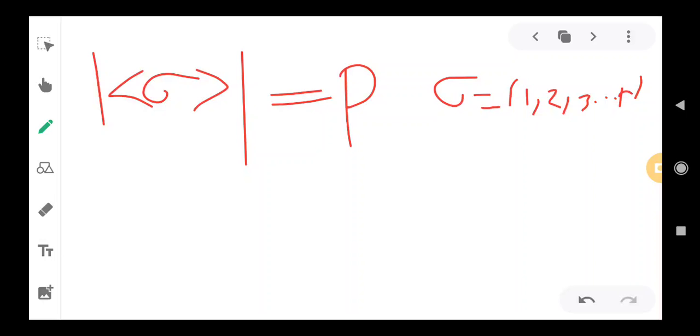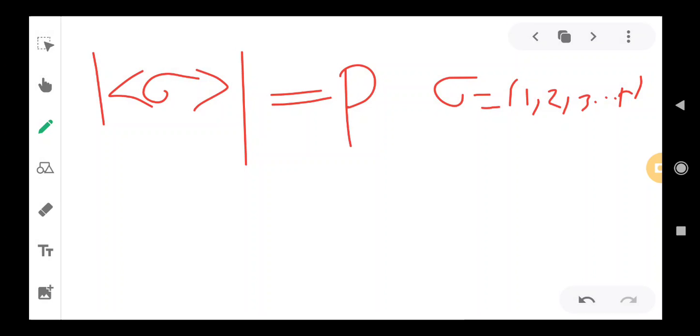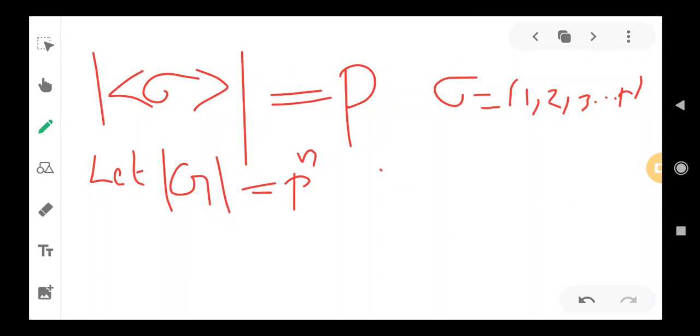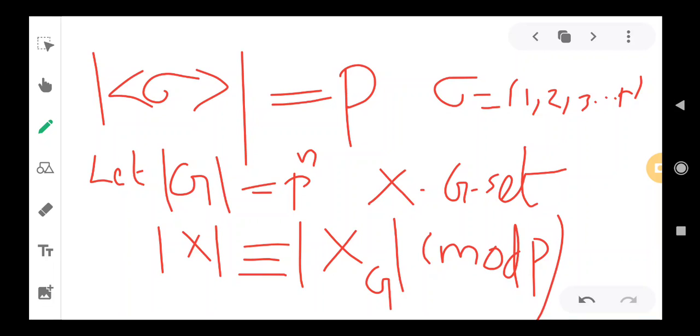And it is important to note one theorem here. We have to apply one theorem here. The theorem says: let G be a group of order p power n, and let X be a finite G set. X is a finite G set because G is a group of order p power n. Then the cardinality of X will be congruent to the cardinality of X_G mod p. Actually, we can prove it easily. So we are using this theorem here.